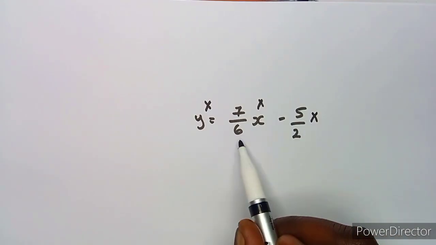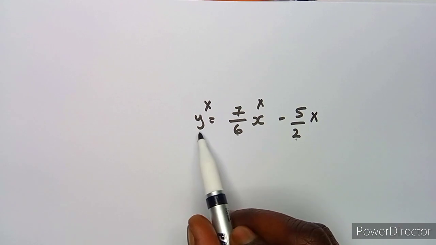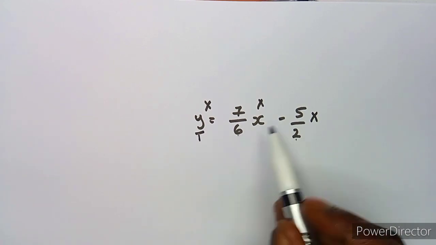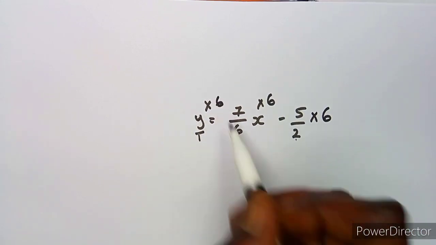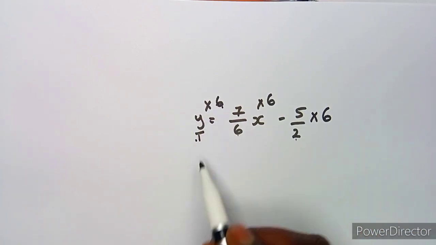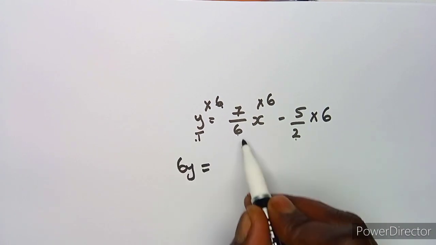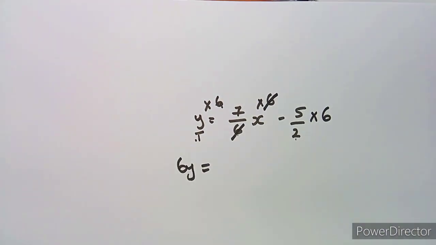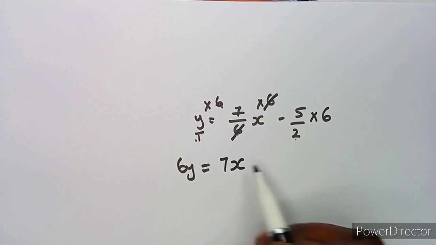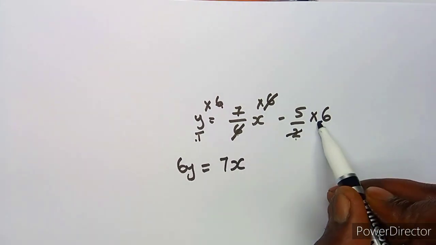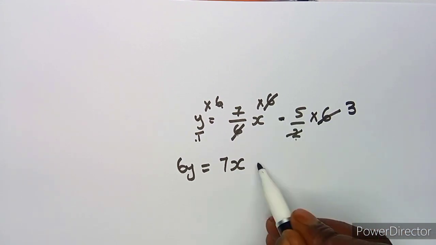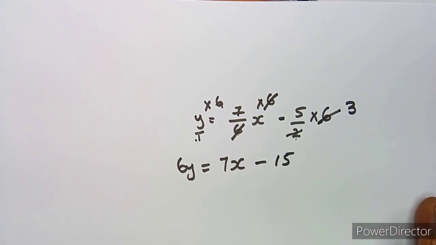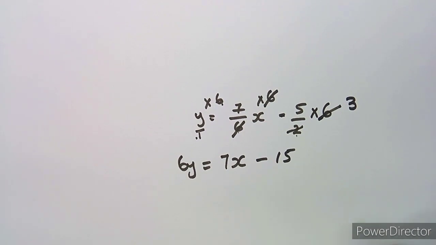So what is the LCM of 6, 2, and 1? Because this one is the same as over 1. So our LCM is 6. So multiply each term by 6, each term by 6, each term by 6. So that's going to give us 6y is equal to 6 and 6, which will cancel, and this will give us 7x. 2 into 6 is 3. Then you can multiply minus 5 times 3, which is minus 15. All right, so now we have got y, x, and our constant.